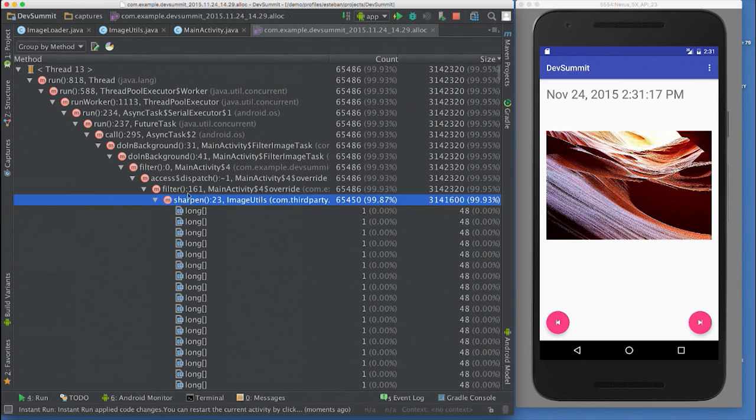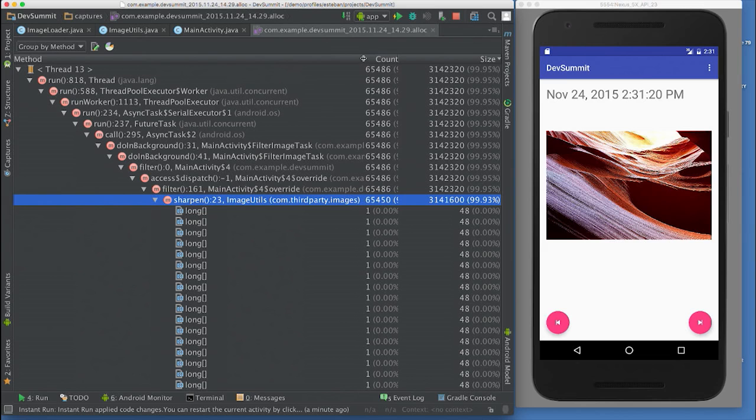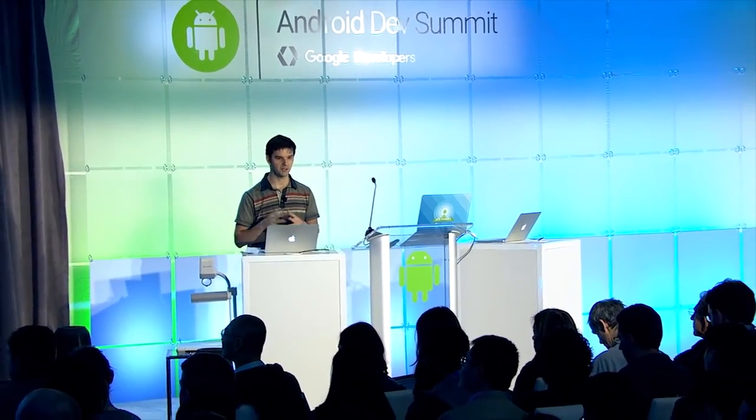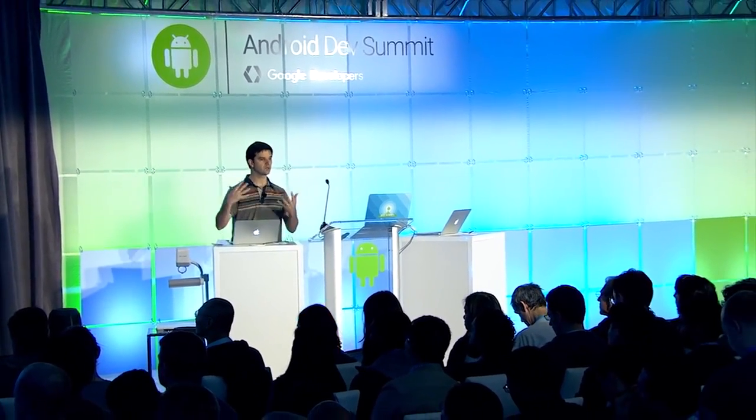Here we go. So this image utils class, the one that was doing the draw of allocations, I have it in a package called third-party images package, right? Imagine you are using a library that you didn't write, but you're calling it from several places of your code, and that library seems to be doing a lot of allocations.